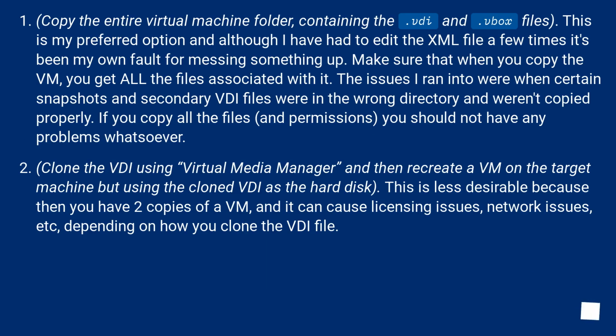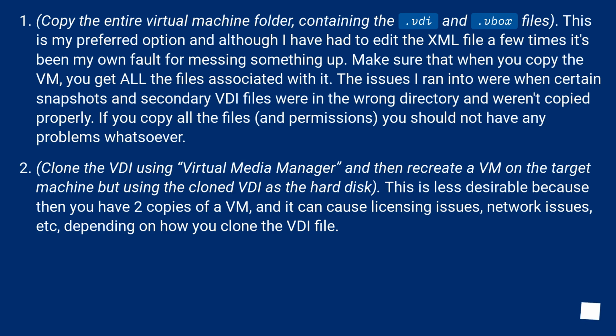Copy the entire virtual machine folder, containing the .vdi and .vbox files. This is my preferred option, and although I have had to edit the XML file a few times, it's been my own fault for messing something up. Make sure that when you copy the VM, you get all the files associated with it. The issues I ran into were when certain snapshots and secondary VDI files were in the wrong directory and weren't copied properly. If you copy all the files and permissions, you should not have any problems whatsoever.